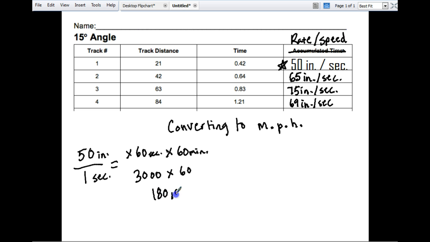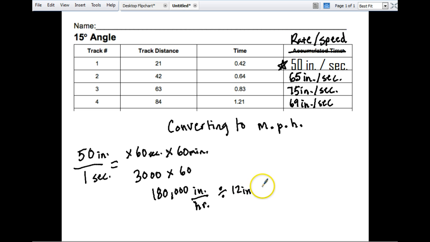So what you just found is that this is traveling at 180,000 inches per hour. We've just changed the bottom unit from seconds to hours, and that's the first part we need. Now we need to change inches to miles. Well, we have to go about that because there are 12 inches in 1 foot. So I'm going to divide this by 12, because there are 12 inches in 1 foot.